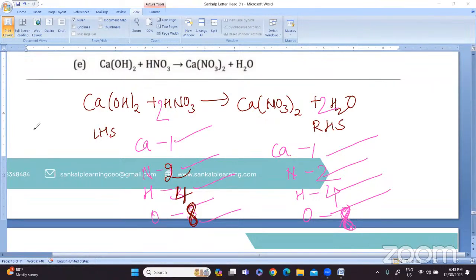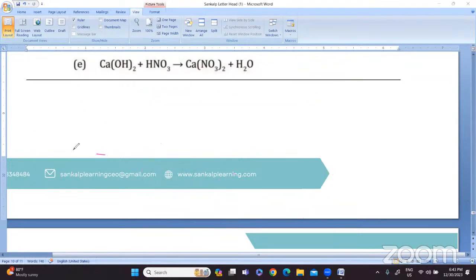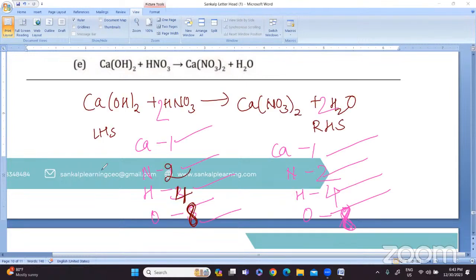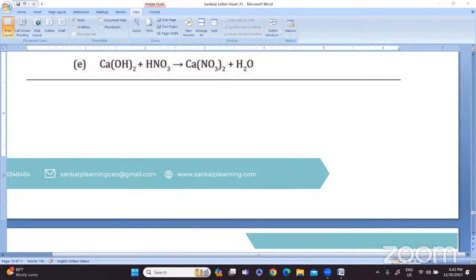Okay. So for 5 marks, if they have given 5 equations, so like this you have to balance each equation and you have to mention that this is a balanced equation. I hope this is clear. Yes, students, is it clear? Fine.